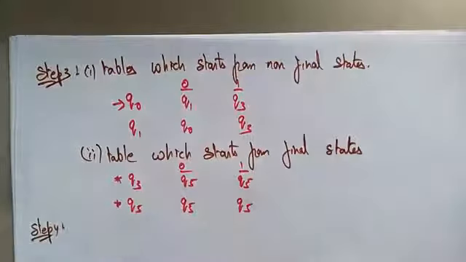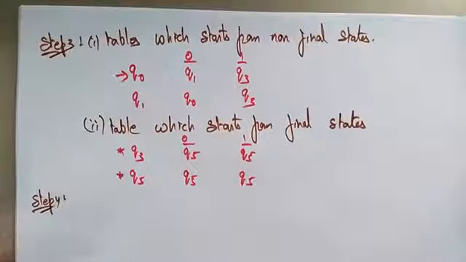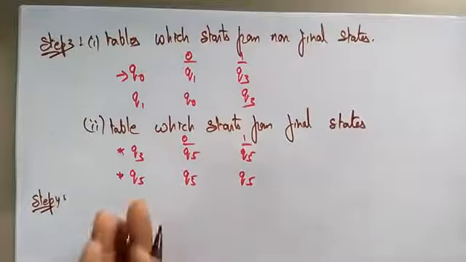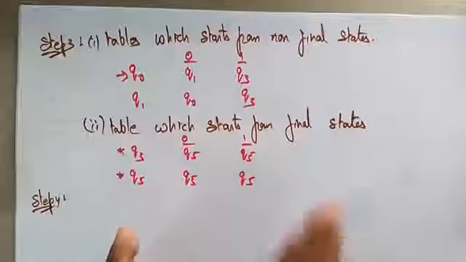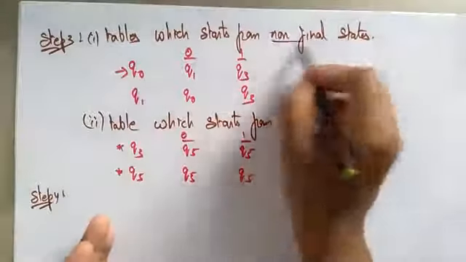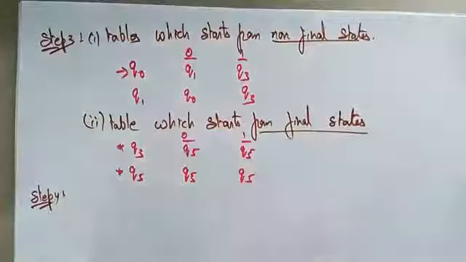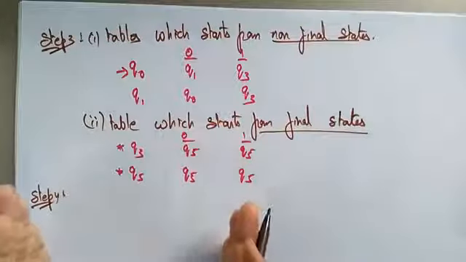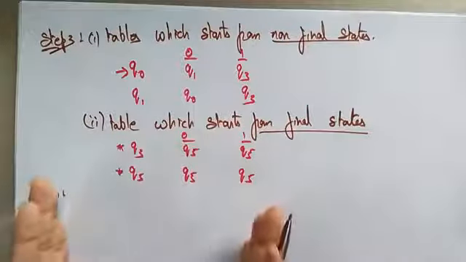I had taken the DFA and removed the unreachable states. After that I drew the transition table. Then I split the table into two tables, T1 and T2. One contains non-final states, another contains final states. Okay. Now I need to check whether they have similar rows or not.